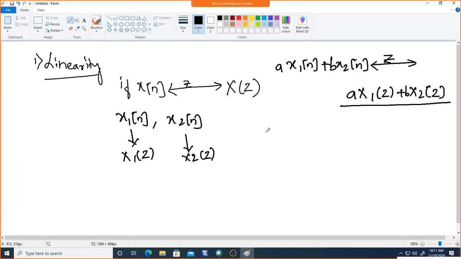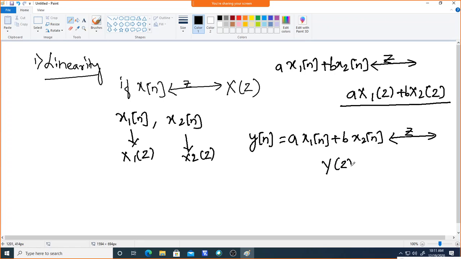So if you have x of n, with corresponding Z transform x of z, then we will take y of n equal to a into x1 of n plus b into x2 of n. Now the Z transform of this, y of z, will be given by a into x1 of z plus b into x2 of z. Okay, so now we will prove that.